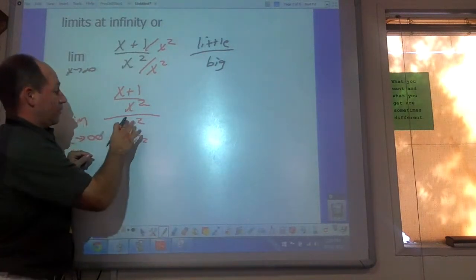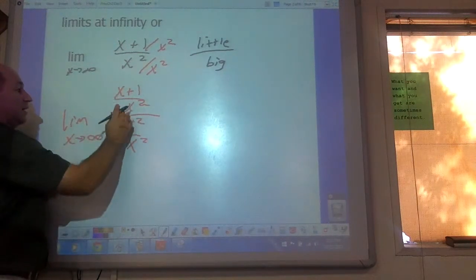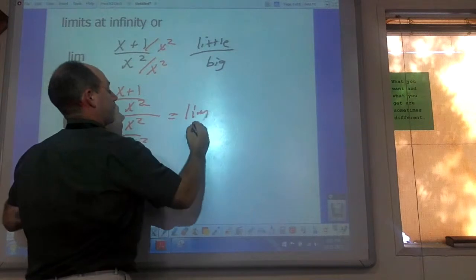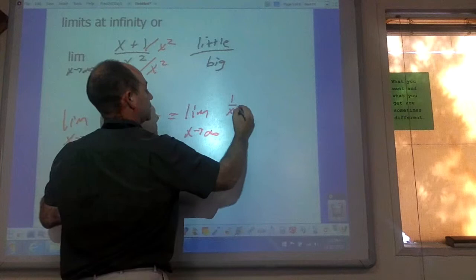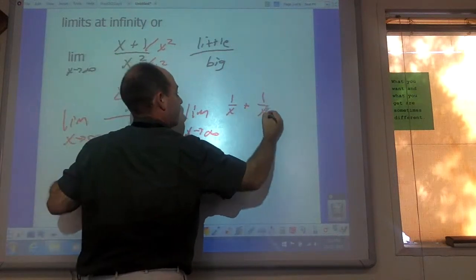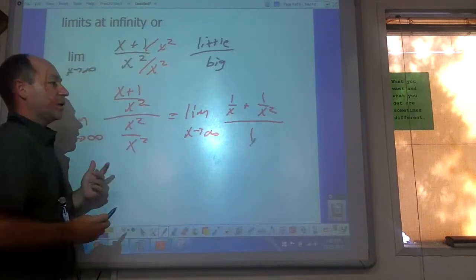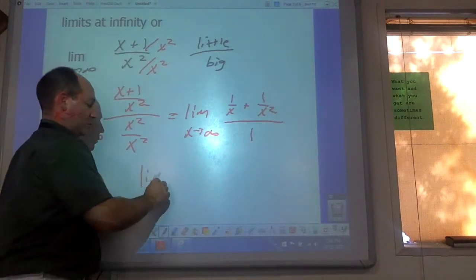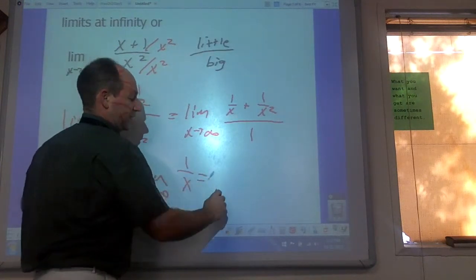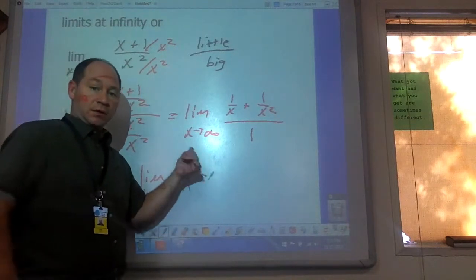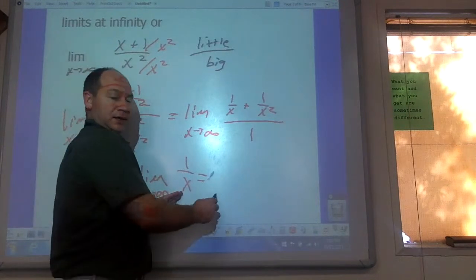Okay? And now, instead of multiplying by the number 1, I'm going to go ahead and do division, and this is going to equal the limit as x approaches infinity of x over x squared, which is 1 over x, plus 1 over x squared, divided by x squared over x squared, which is 1. Now we're going to use this idea, and the only limit we're really going to use is the limit as x approaches infinity of 1 over x. By definition, we talked about yesterday, the last class period, it is little over big, and they're not even close. Little over big is going to be 0.